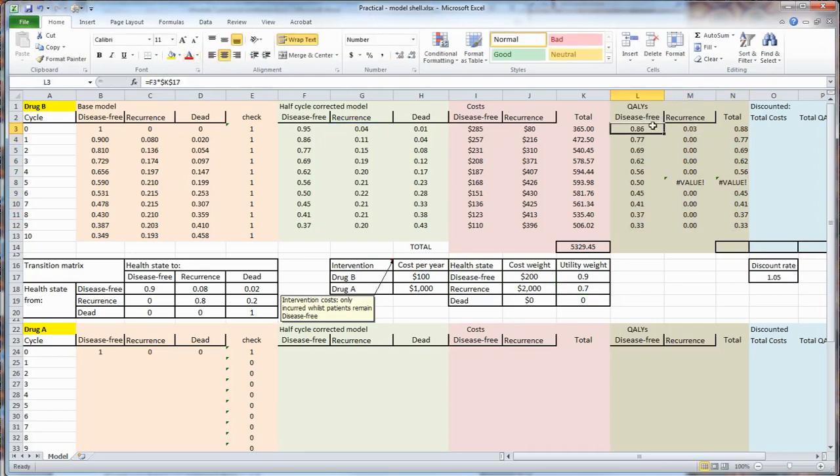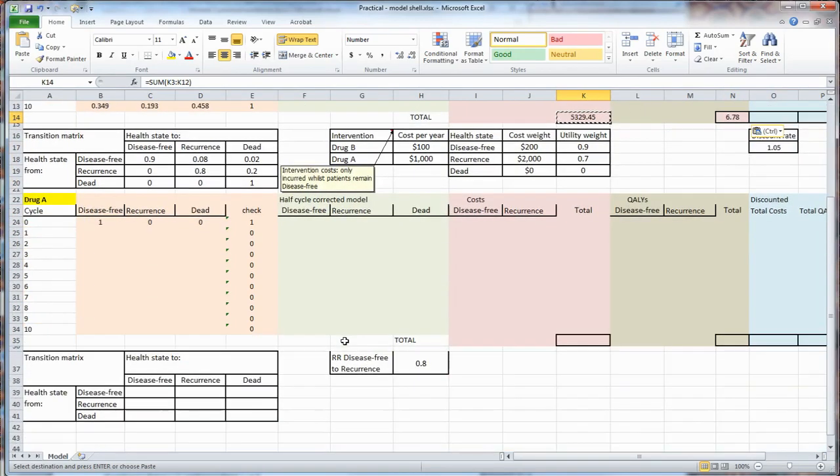And it's only the recurrence, so we should have made the recurrence an absolute reference. And there we go. So then we can just copy this formula into here. So the total QALYs for people receiving drug B, 6.78, total cost 5,329. We'll come to the discounted issue in a minute, but first of all we'll go through the same process to populate drug A.